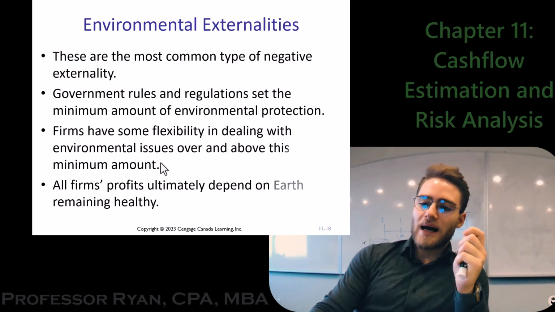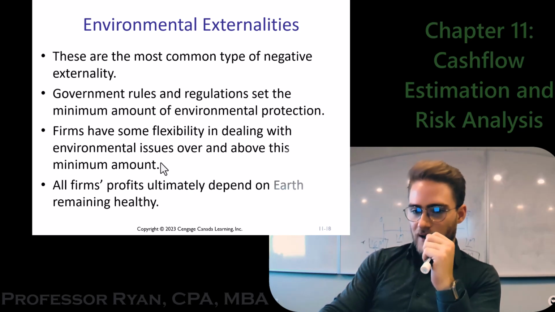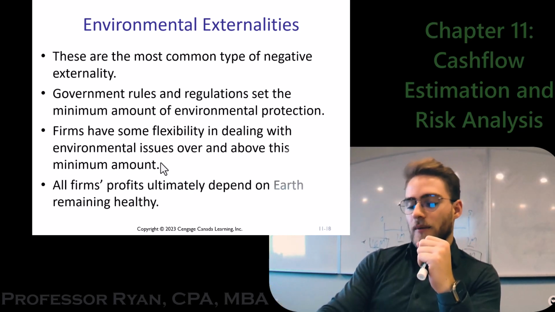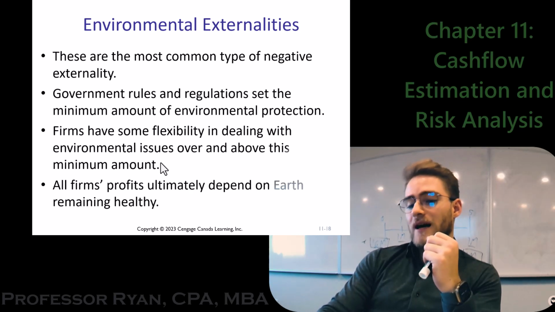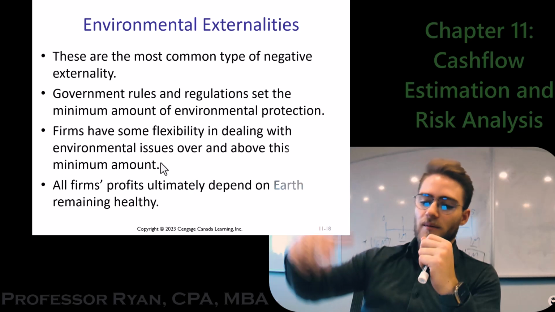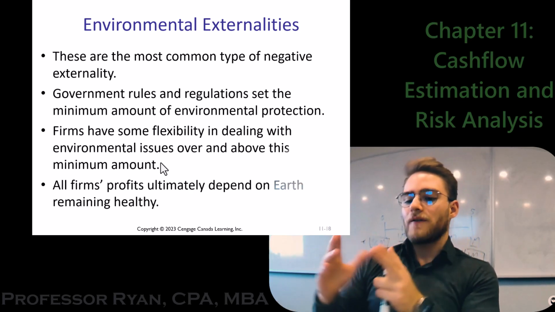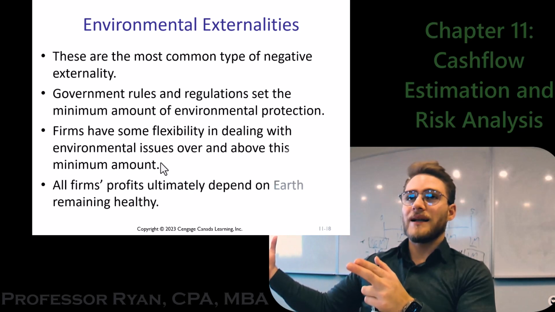Okay. So now we also have environmental externalities. These are the most common type of negative externality. Government rules and regulations set the minimum amount of environmental protection, but firms often have some flexibility in dealing with the environmental issues over and above this minimum amount, right? So all firms' profit ultimately depends on the earth remaining healthy.